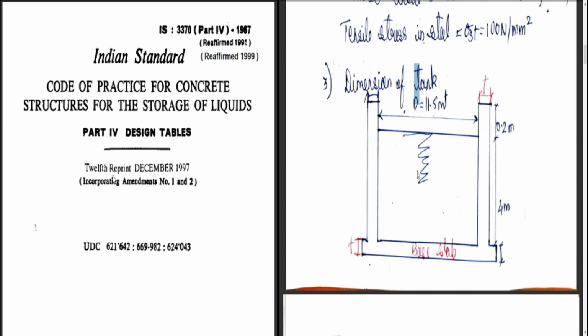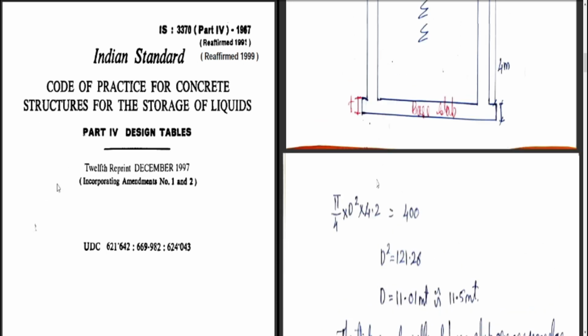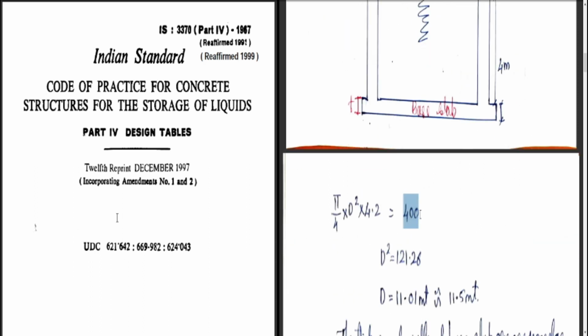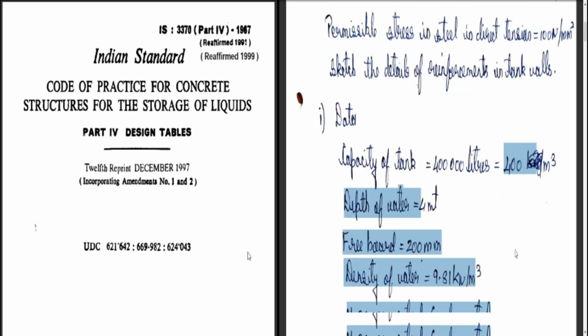Why are we drawing this? Because we need to calculate the diameter. Now let us see how the diameter of the water tank is found out. As it is circular, I can make use of volume and equate it to volume. So pi by 4 into d square into h, where pi by 4 into d square gives the area, into h, that is 4.2 meters, the total depth, equal to the volume of water, 400 meter cube. You can see here, it is converted to 400 meter cube.